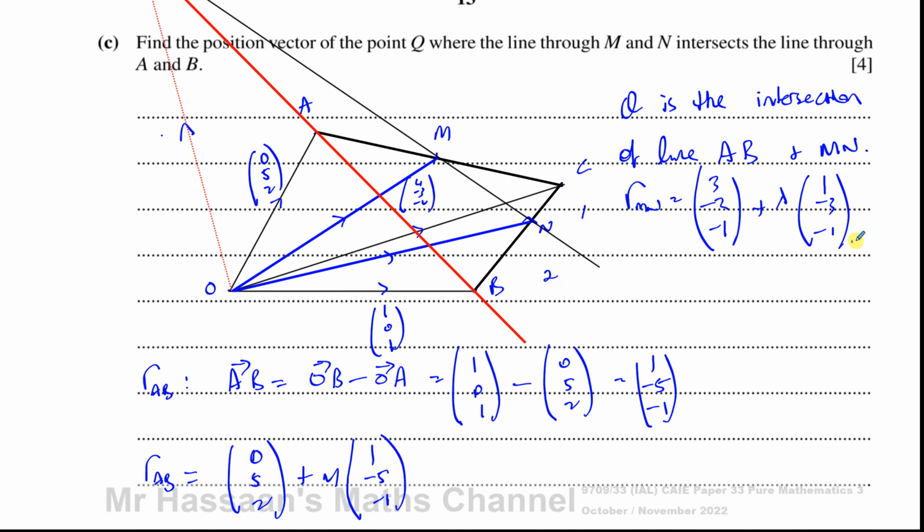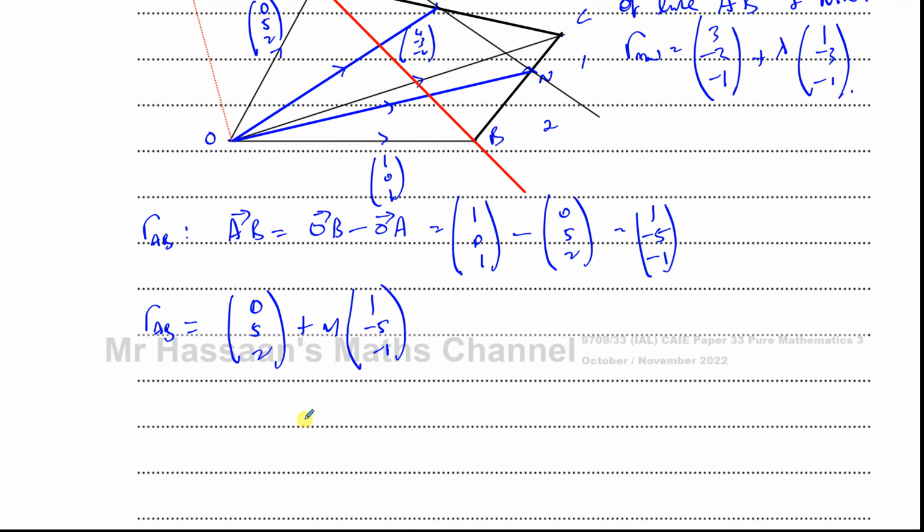So I need to know where these two intersect. Now they will intersect when they are at the same place. So when they're in the same place, I can solve these two equations simultaneously. When they're in the same place, they will have the same position vector. They intersect when the position vector of MN is equal to the position vector of AB, which will be the position vector of Q. So when they are equal, that will be where Q is.